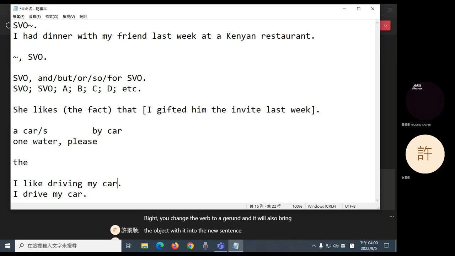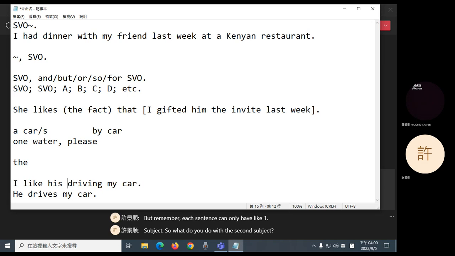In fact, if the original sentence has a subject that you want to bring into the new sentence, you can also bring the subject into the new sentence. But remember, each sentence can only have one subject. So what do you do with the second subject? Turn it into a possessive.